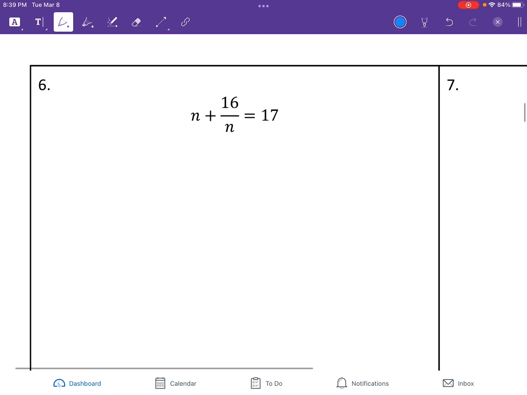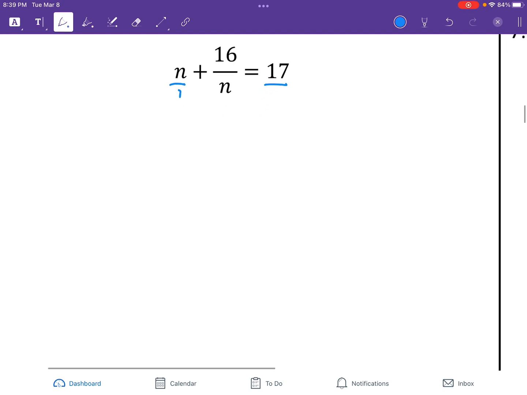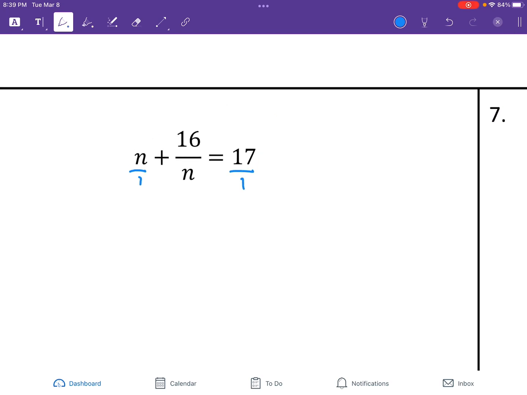Number 6. Although the numbers n and 17 don't have denominators written, they do. It's just not written because it's not needed. But we're going to put down 1 underneath each. Now, the only variable we have in the denominators of our fractions is n. So n cannot equal 0. That's our domain restriction. That's done.